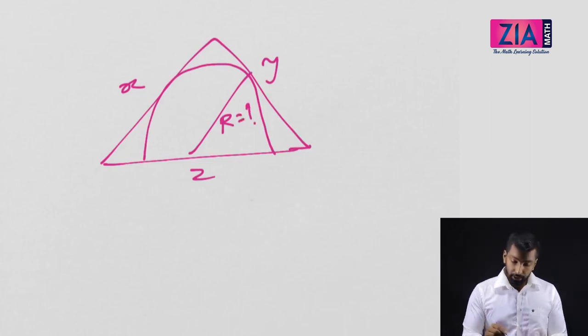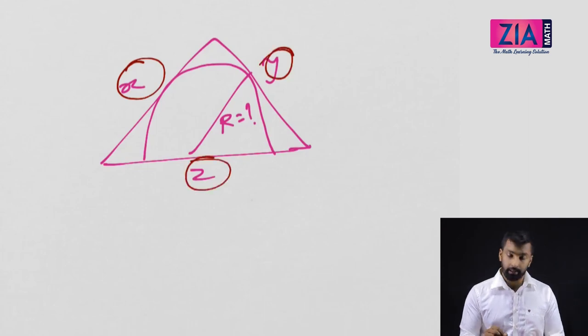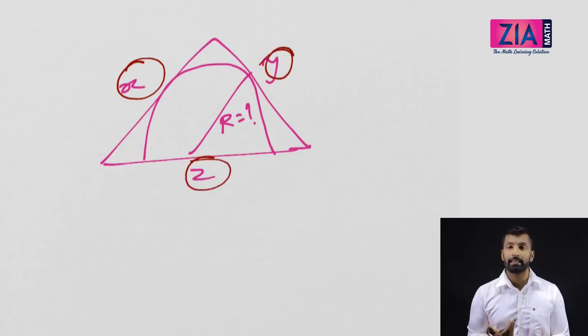Now how will you find it? The moment you see x, y, z, three sides given, it means the area is given, right? But the problem is you need to use the formula root of s into s minus a into s minus b into s minus c. So that's going to be very difficult.